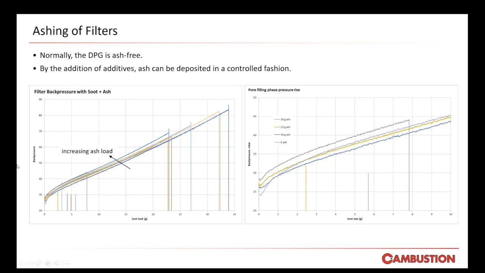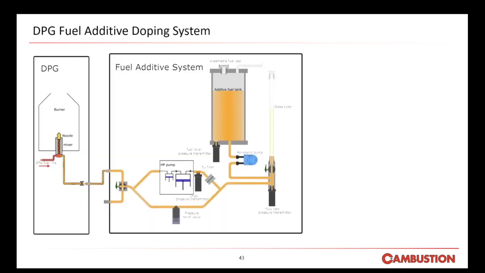The right-hand graph shows the effect on the back pressure versus soot load curve for relatively low ash levels. While the empty back pressure always increases with ash load, it also accelerates the pore bridging process. So the pore filling pressure rise actually is reduced. This means that for some of the soot loads, a little bit of ash actually reduces the overall back pressure of the filter with no penalty on filtration efficiency, which is good.